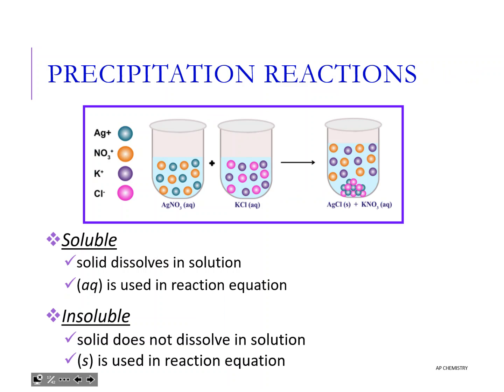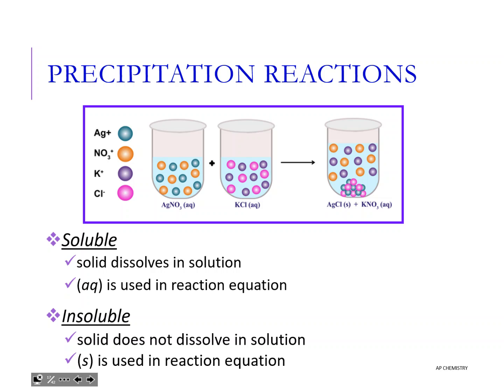Precipitation reactions. There are three main types of aqueous reactions, or reactions that take place in aqueous environments where it's dissolved in solution. One of them is precipitation, another one's acid-base, and then the third one is redox. So in future topics of Unit 4, we'll be covering acid-base and redox in detail. The rest of the notes will focus mainly on precipitation reactions.